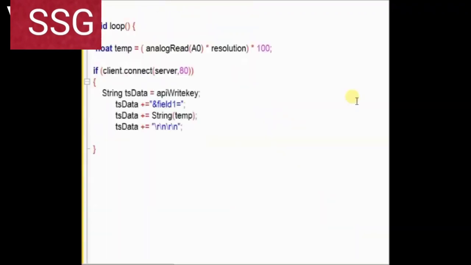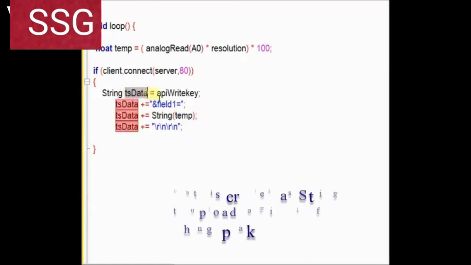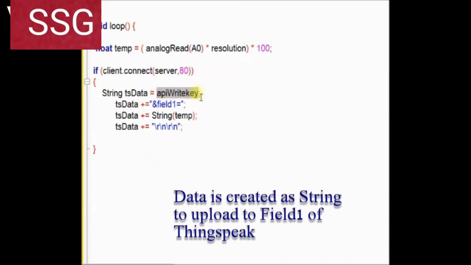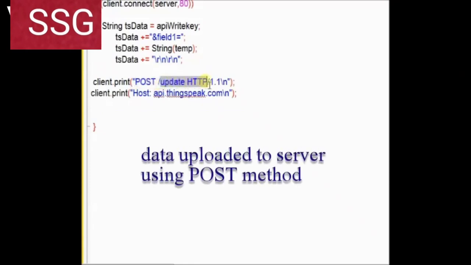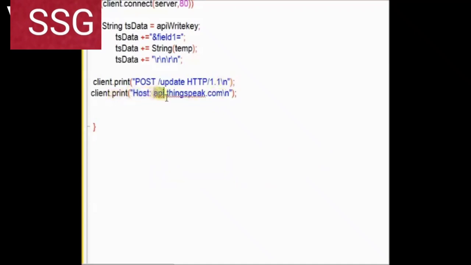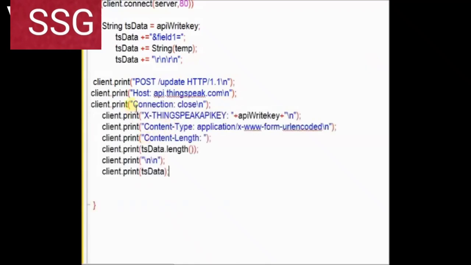The TS data is the string variable, and first we assign the API write key and then the temp reading to Field 1. Notice the two carriage returns at the end of the data. Then we use the POST method to upload to the server. The POST request is a bundle of strings separated by new lines. The first string is the request line with three elements separated by a space. The three elements are POST, update, and HTTP version 1.1.